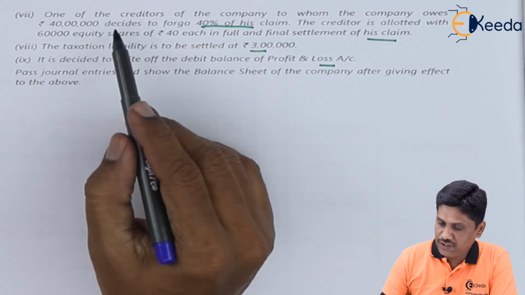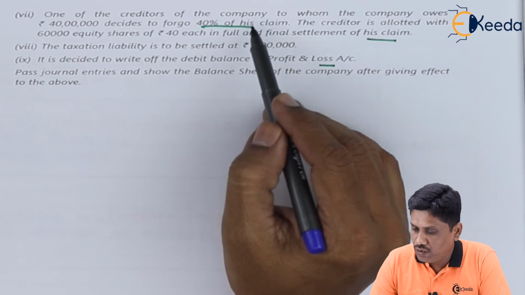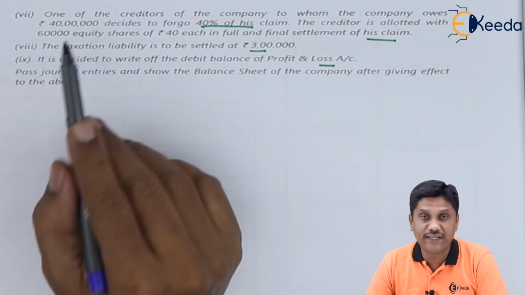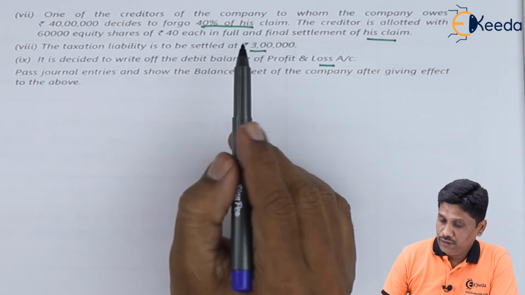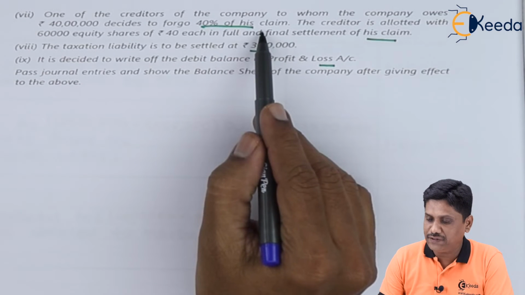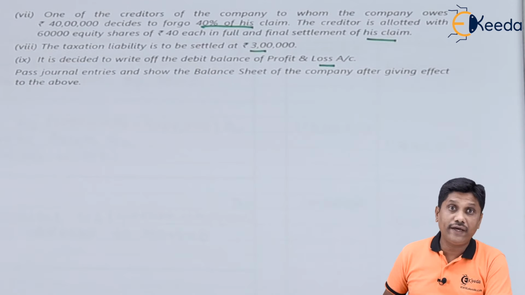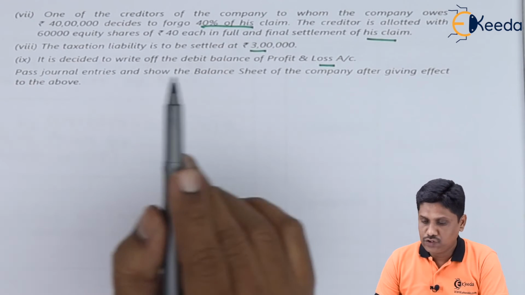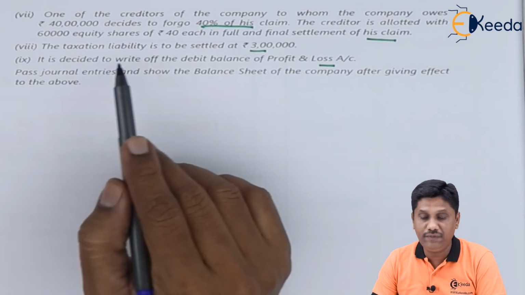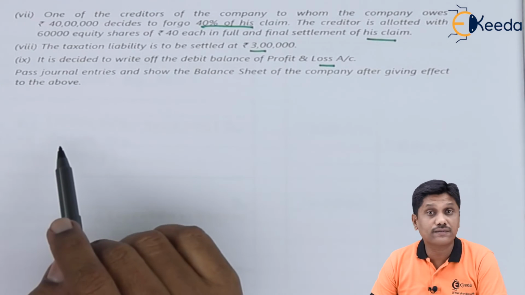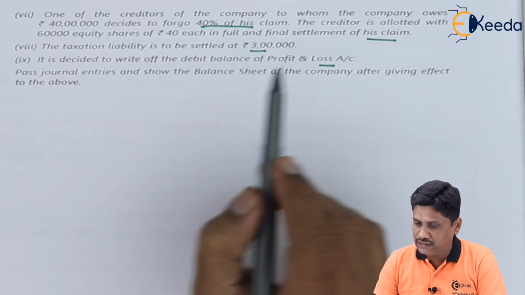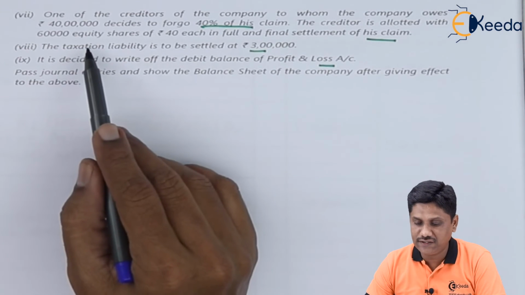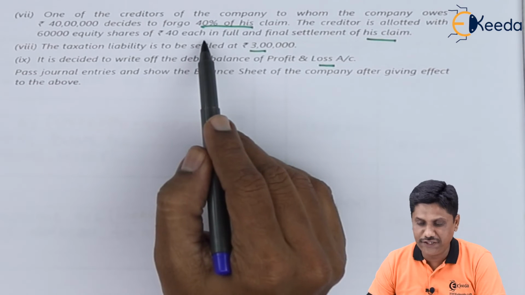Number 7 transaction. One of the creditors of the company, to whom the company owes 40 lakhs rupees, decided to forego 40% of his claim. So I can say he is foregoing 16 lakhs rupees. So I can say his remaining claim is 24 lakhs. The creditor is allotted with 60,000 equity shares of 40 each.